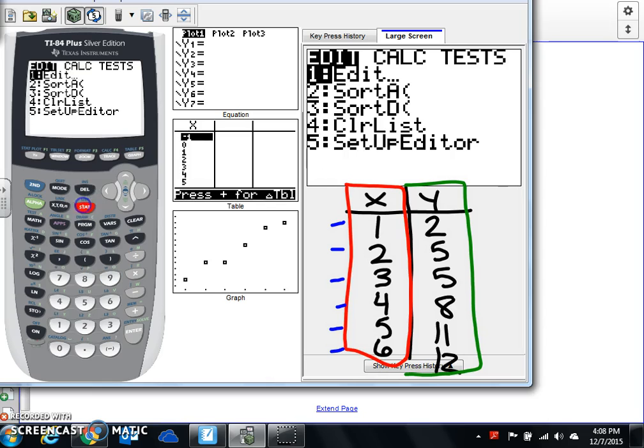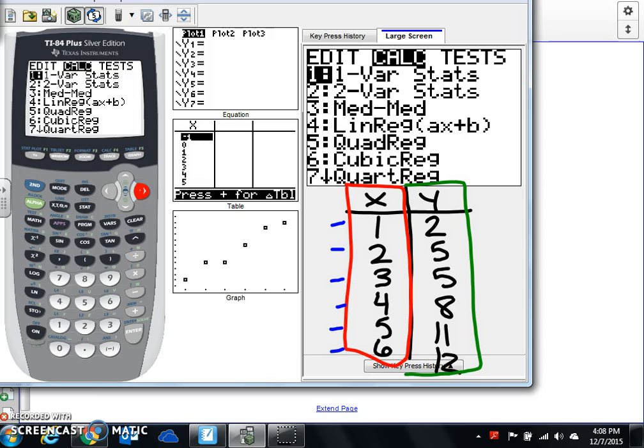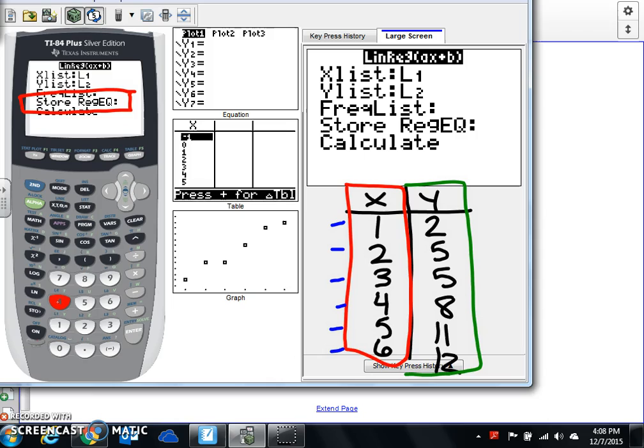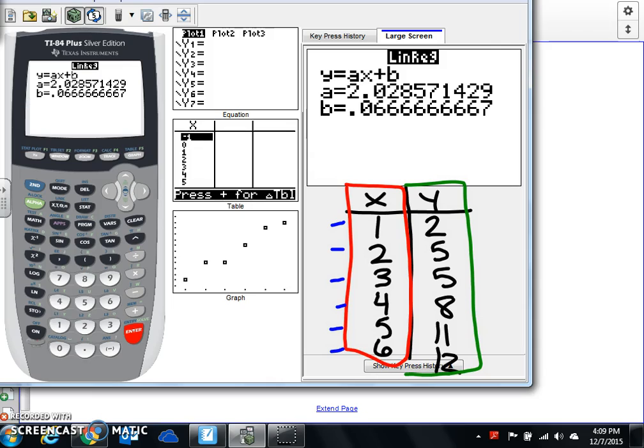You go back to stat. We are going to calc, and then looky, right here at 4, we see LinReg, linear regression. So you're going to push 4. Yes, we want to use the first list. None of this should be weird. If it is, you come see me and we'll fix that. So just keep on pushing enter until you get to calculate, and then it enters.